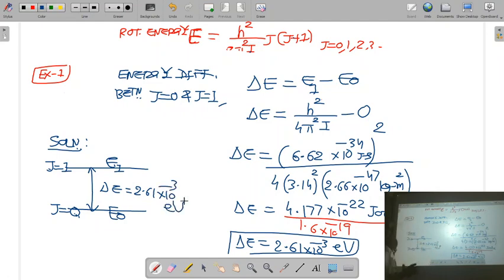What is the physical significance of this energy difference? If you want to take the molecule from the lowest level 0 to the upper level 1, how much energy is required? 2.61 times 10 to minus 3 electron volt energy is required. If you want to push the molecule from the lowest level 0 to the upper level J equal to 1, this much energy is required.